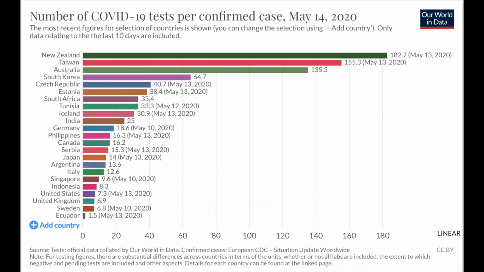This chart shows how many tests are being done to find one COVID-19 infection. We are at the bottom, which means we're only basically testing people who go to the hospital, not everyone out in the community. But not everyone goes to the hospital when they get infected. So we really don't know how widespread the virus is.